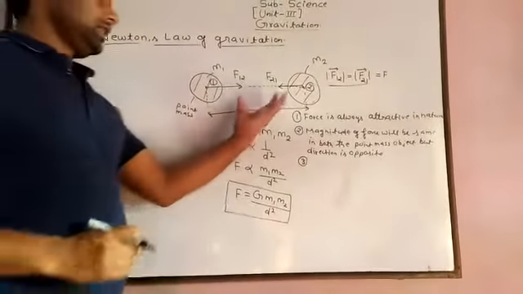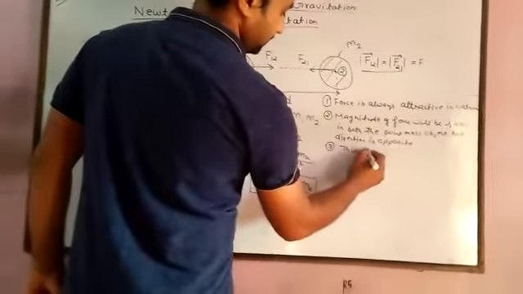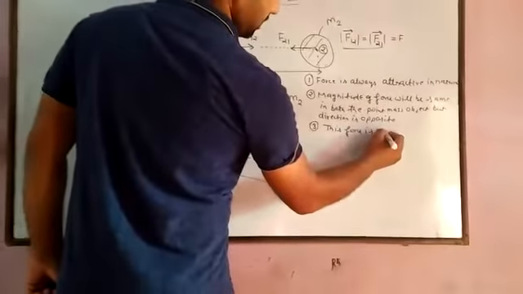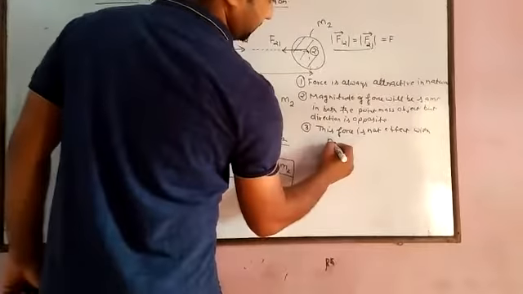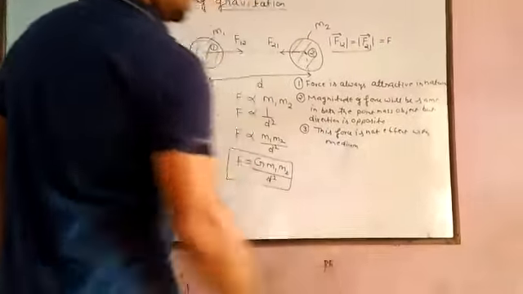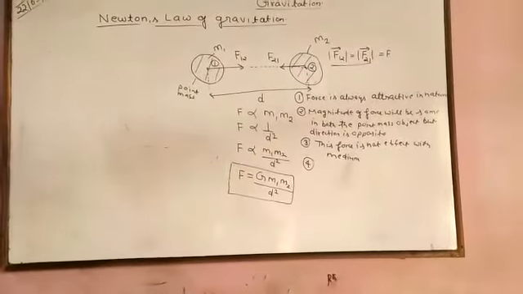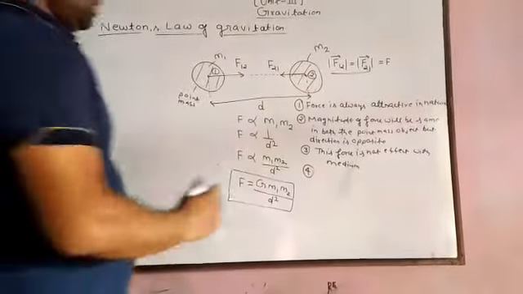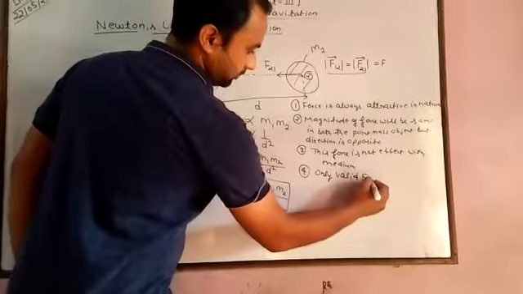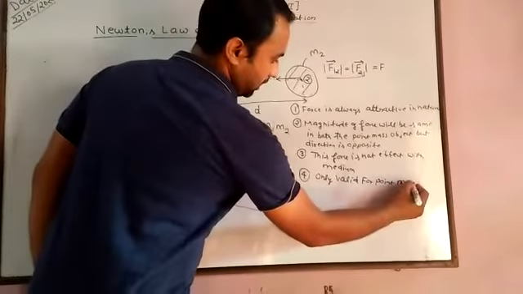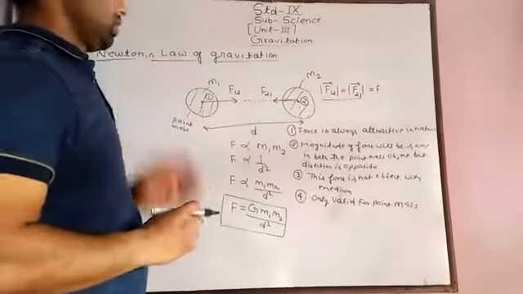Third point says that this force is never affected by the medium. This force is not affected by the medium. And this formula is only valid for point masses. These are the basic points we have to remember related to Newton's law of gravitation.